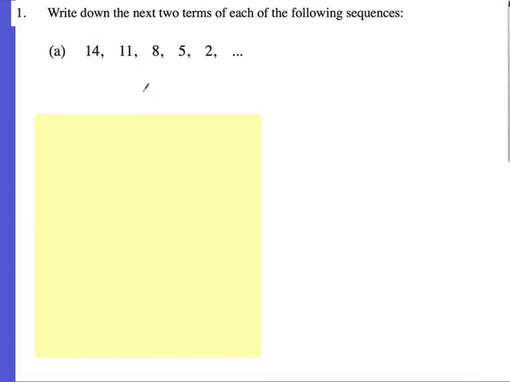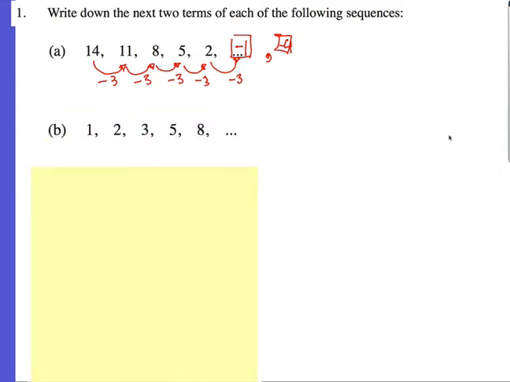Sequences. Write down the next two terms of each of the following sequences. Well, this is going down in 3, going down in 3, and so on. It's a linear sequence that goes down in 3. So the next one would be going down in 3, minus 1, going down in 3 again would give us minus 4.